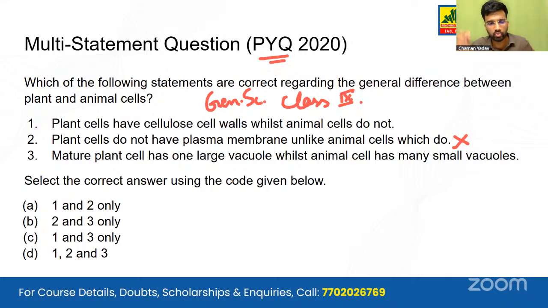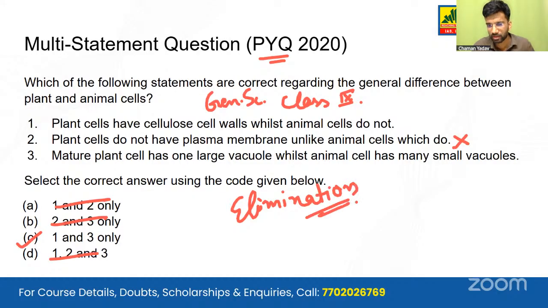Removing statement 2 will eliminate all the options, and we simply get basic elimination at its very best in this question. It's a very easy, low hanging fruit. This sort of question every aspirant should have got right.